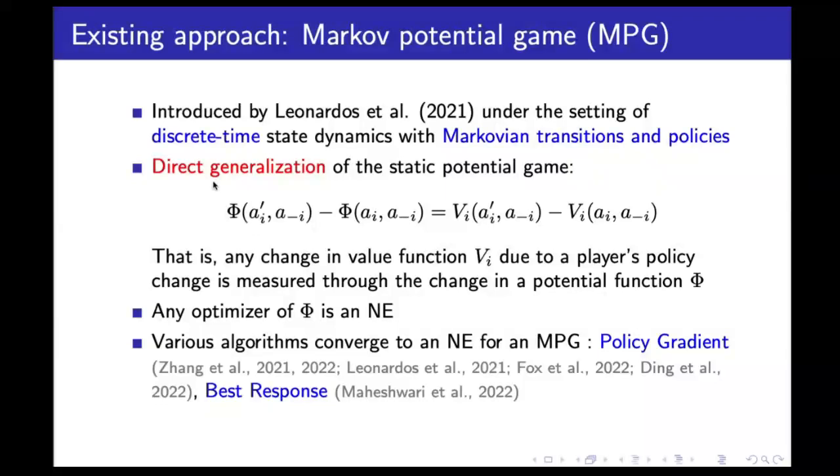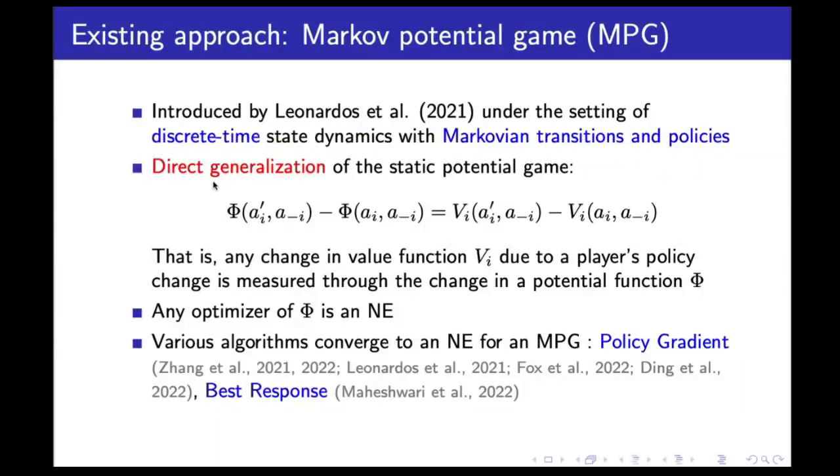So one of the existing approaches to solve the dynamic potential game is proposed by the paper by Leonardo and his co-authors, where they proposed this so-called macro potential game definition. They consider a setting where we have discrete state dynamics with Markovian transitions and Markovian policy. So essentially just a Markov decision process.